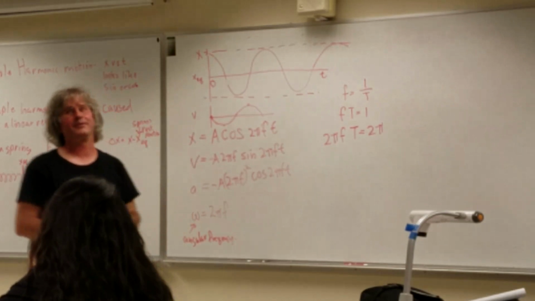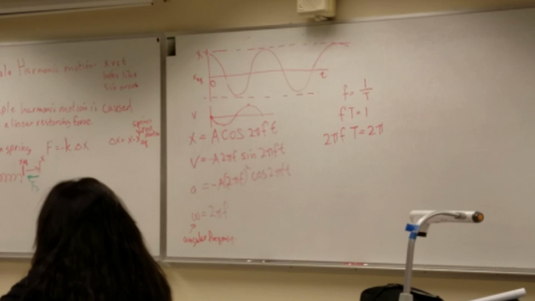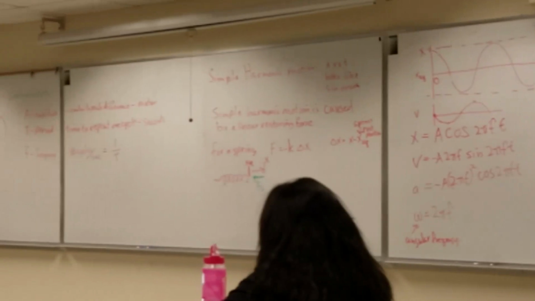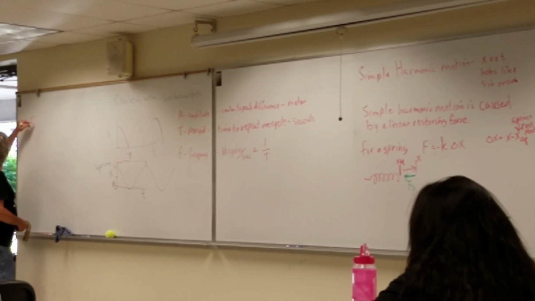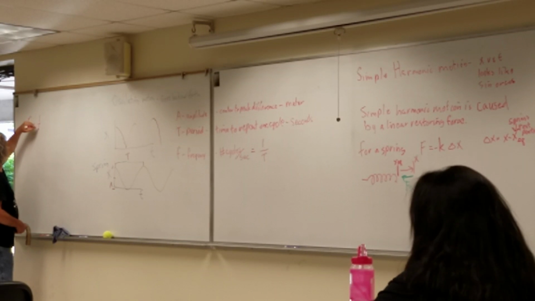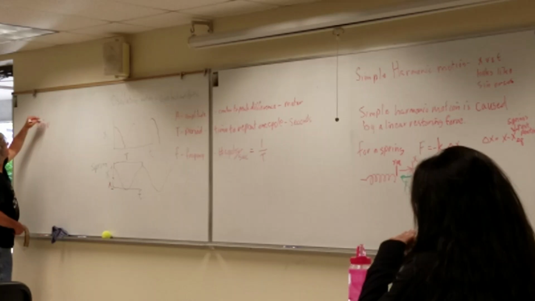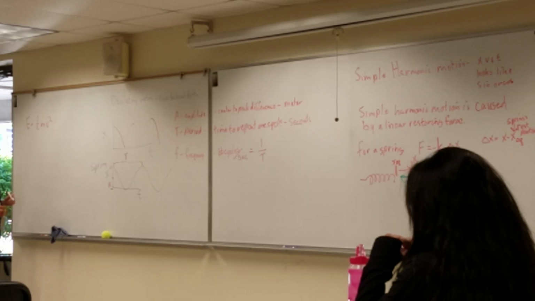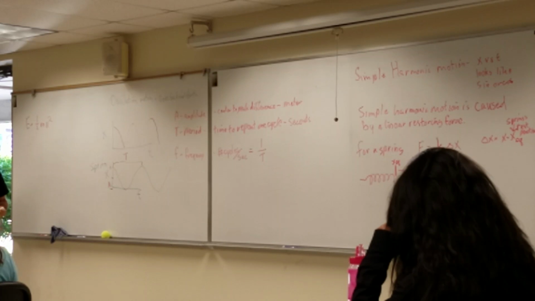The kinetic energy due to a moving mass is what? The equation? Yes, one half m v squared, right? So the energy is equal to one half m v squared.